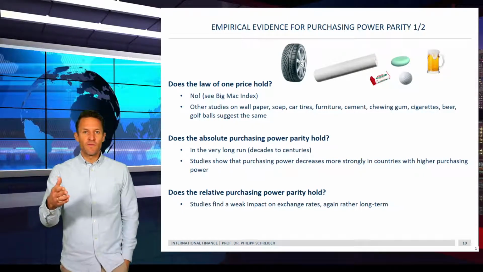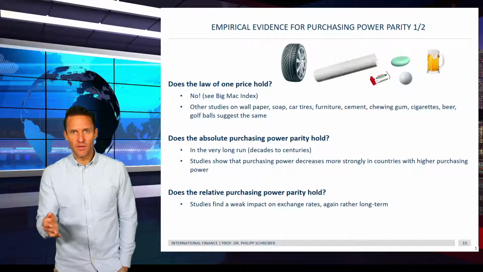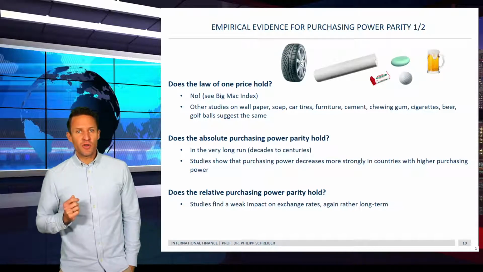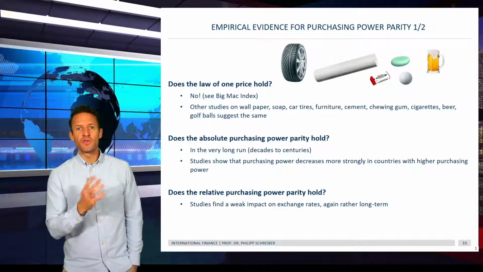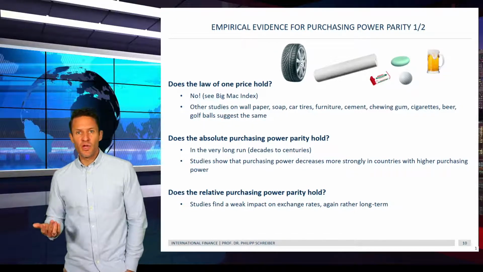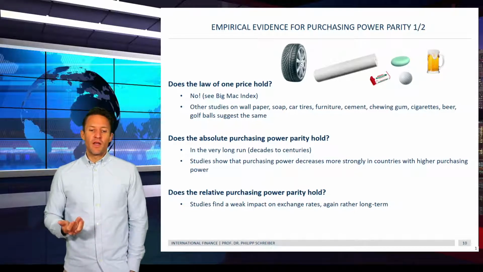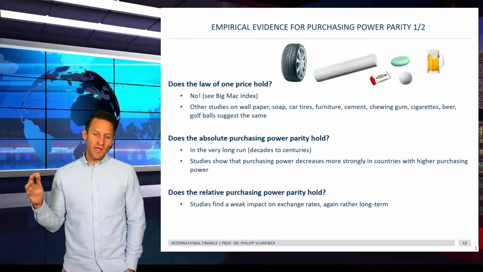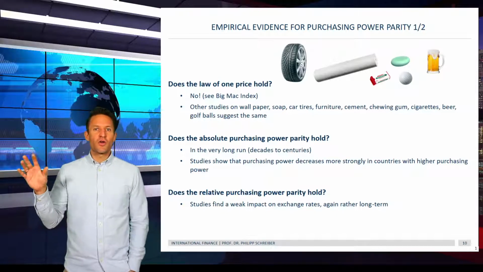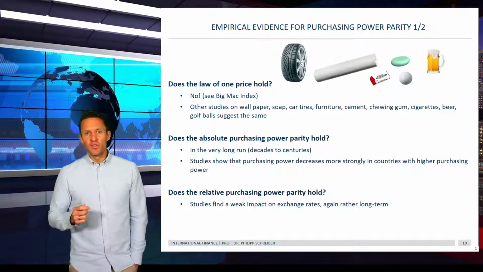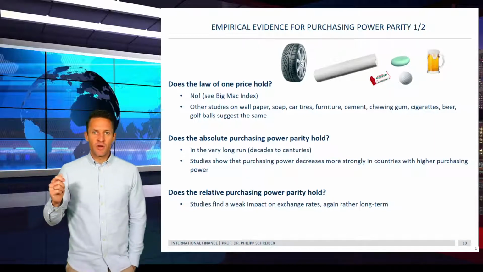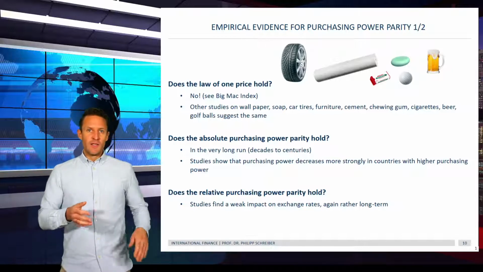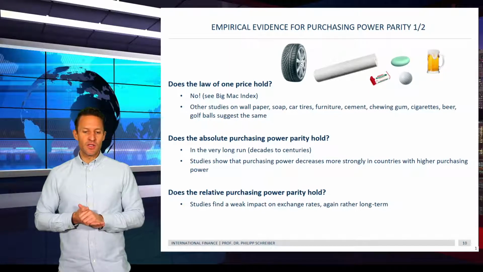We cannot predict the fluctuation of the euro US dollar using this theory. We might say maybe in 100 years, the exchange rate between euro and Swiss francs goes down. But okay, that's nothing we really care about. And for the relative purchasing power parity, studies find again a weak impact on exchange rates, also rather long term. So still not a good theory to predict fluctuations in exchange rates on a day-to-day basis, which might be necessary if you are a multinational corporation and you have some day-to-day business with different countries.